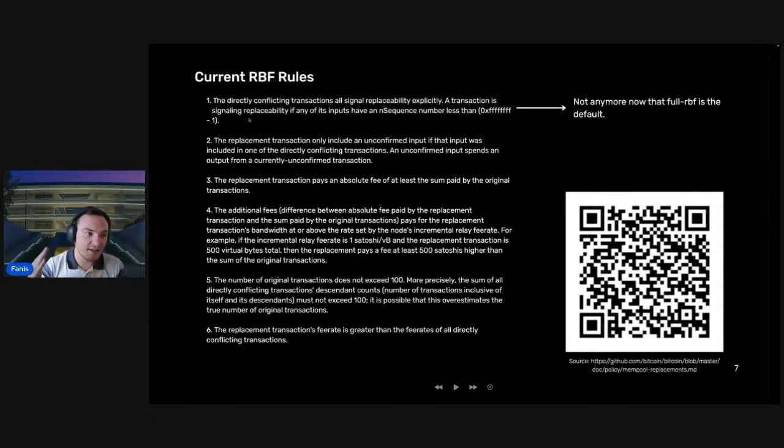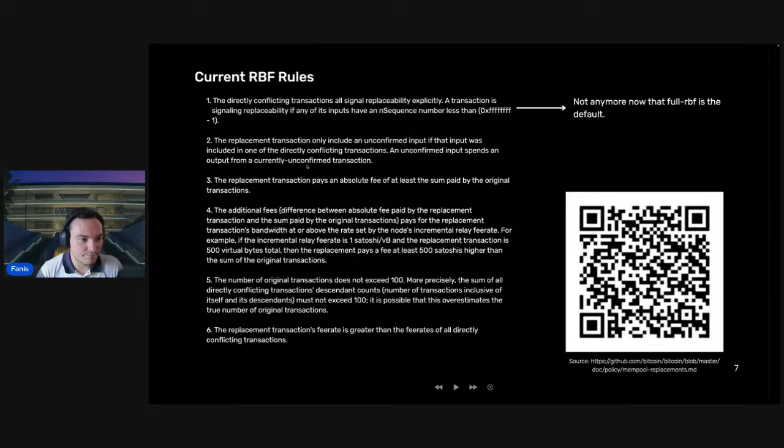So up until last week, and it's still the case, of course, for nodes that didn't upgrade to 29.0 yet, the transaction needed to explicitly signal that it was eligible to be replaced. So that's not the case anymore for upgraded nodes, because now something that is called full RBF is the default. And basically, in full RBF, you consider that all transactions are eligible for replacement. And then you have a few more rules.